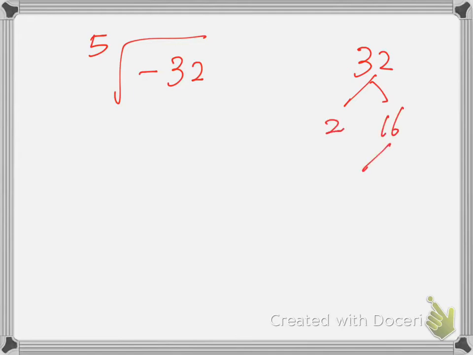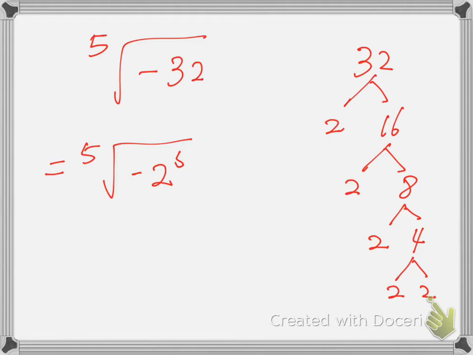Okay, so next example, 5th root of negative 32. So what is 32? Factor 32 again, divided by 2, 16. 16 divided by 2, 8. 8 divided by 2, 4. 4 divided by 2, 2. So 32 is 2 to the 5th power. So we have the 5th root of negative 2 to the 5th power.